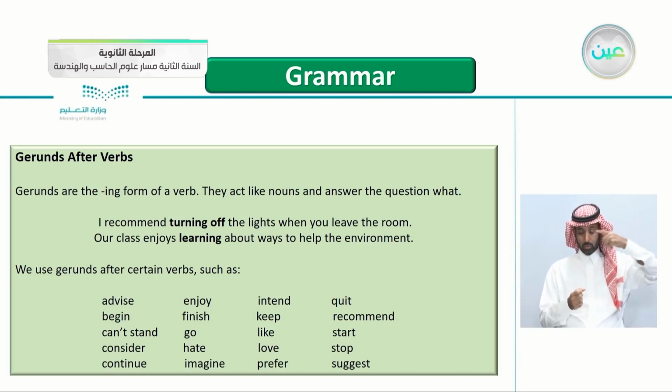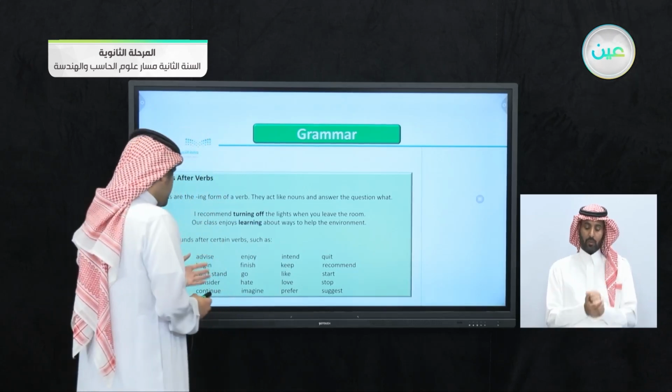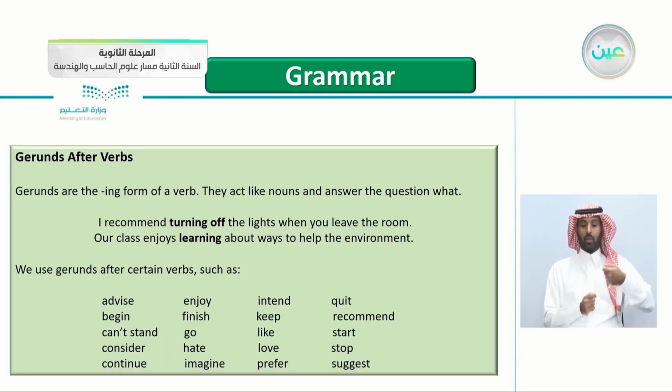Our class enjoys learning about ways to help the environment. So, I recommend turning off. This is a gerund here, acting as a noun. Our class enjoys learning. We use gerunds after certain verbs, for example: advise, begin, can't stand, consider, continue, enjoy, finish, go, hate, imagine, and so on. When you say, I enjoy swimming, swimming here is a gerund. It's a verb acting as a noun. I enjoy swimming. I enjoy playing football, and so on.